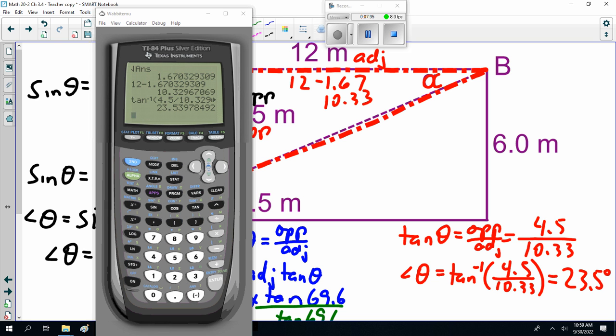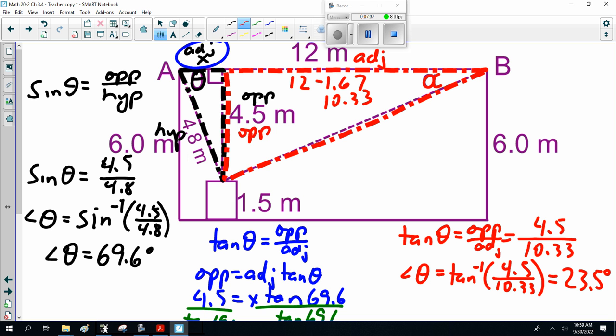Okay. See how that goes? So the whole idea here is we have multiple triangles, and we solve for one and use that information to help solve another. So, right? And once again, take a quick look at our drawing. If you make the drawing relatively to scale, you're going, oh yeah, 23.5 and 69.6 are reasonable answers.